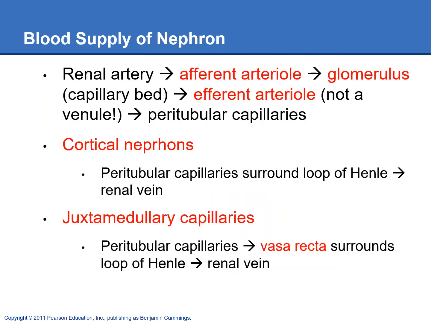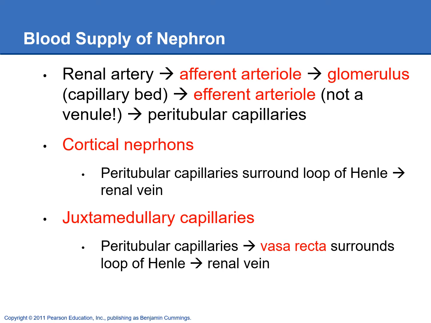With the blood supply of the nephron, the renal artery will go into the afferent arteriole. Remember, afferent means towards. And then that will enter into the glomerulus, the capillary bed or little tuft of capillaries. And then it will exit through the efferent arteriole. Remember, efferent means away from. And also notice that it's an arteriole and not a venule, so that's really different. And then we're going to go into a second capillary bed, the peritubular capillaries.